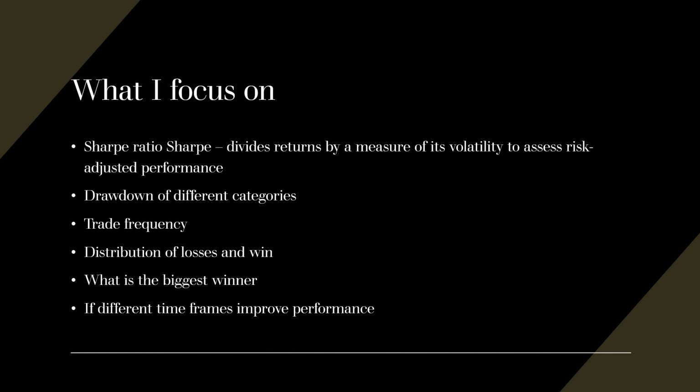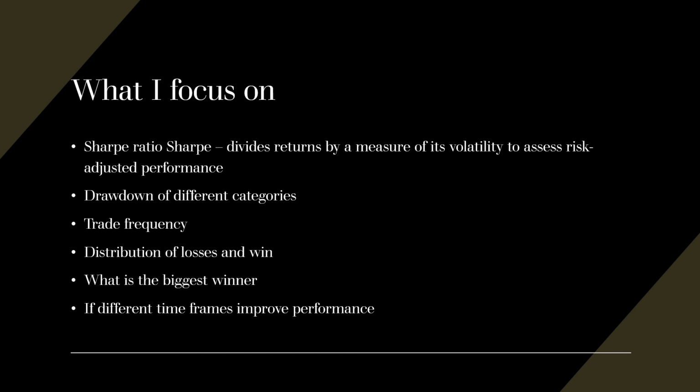So what I focus on, I focused on the Sharpe ratio. It divides returns by a measure of its volatility to assess risk adjusted performance. This is really important. So you want to keep in mind how volatile your system can be based off your data. And then a Sharpe ratio is a really nice way to see that. Anything above 1 is considered pretty good. So that's something to look at.